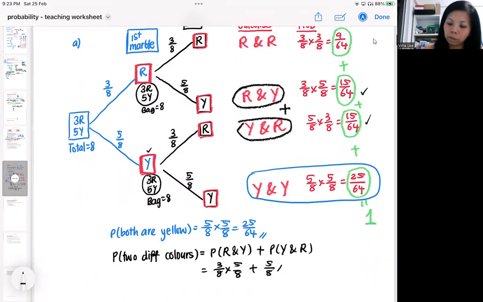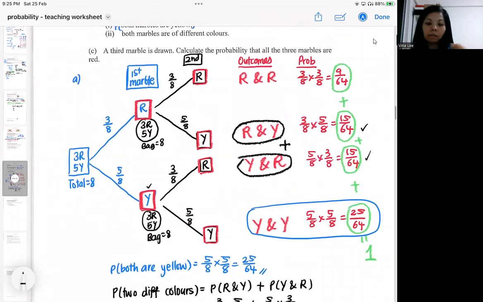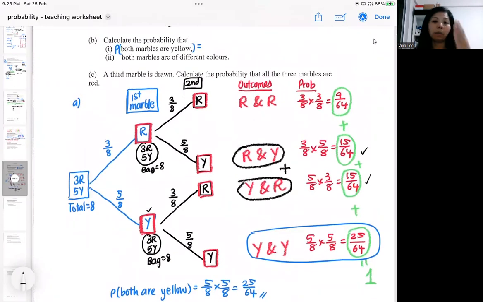So these are the 2 possible situations where you got 2 different colors. If you add them up, you got 30/64, and then you reduce the probability. So in a way, after you draw your tree diagram, you get all the possible outcomes, which behave a bit like a sample space.